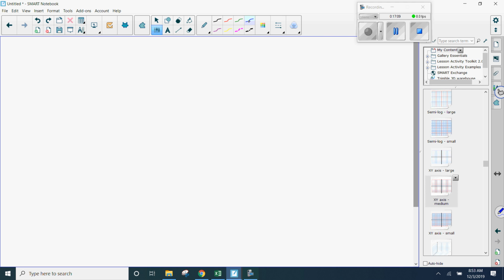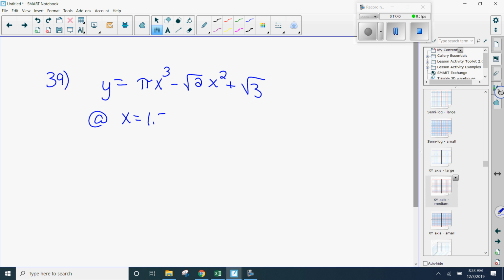The last one. The C means what? Oh, the C in front of 39? Okay. Calculator. You're going to need your calculator. Find the slope of the curve y equals pi x cubed minus the square root of 2 x squared plus the square root of 3 at x equals 1.592.